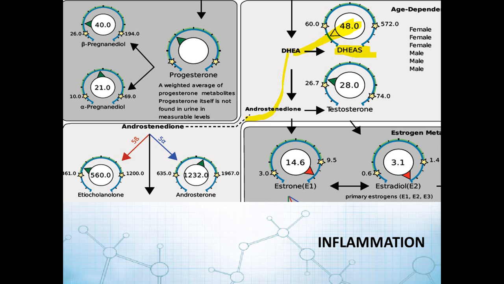But look down here to the downstream metabolites, and you can see that both of these are within the normal range. So he's making a fair amount, but he's not sulfating it very much. Now, with this particular gentleman, it actually makes a lot of sense. What blocks sulfation?